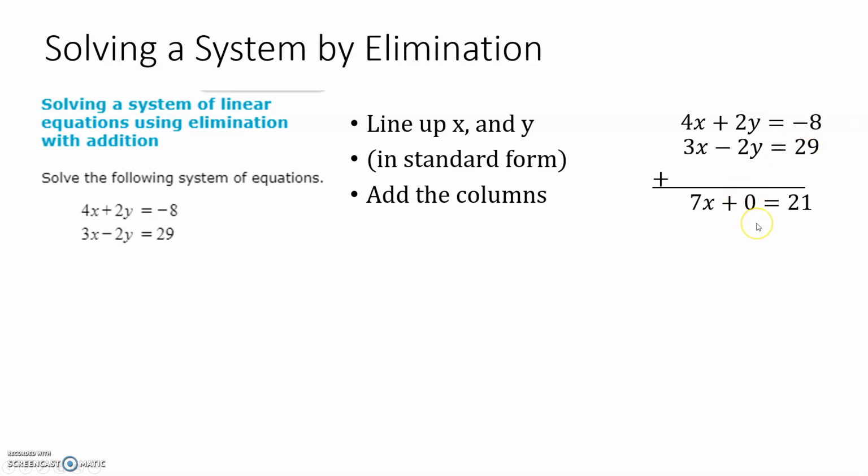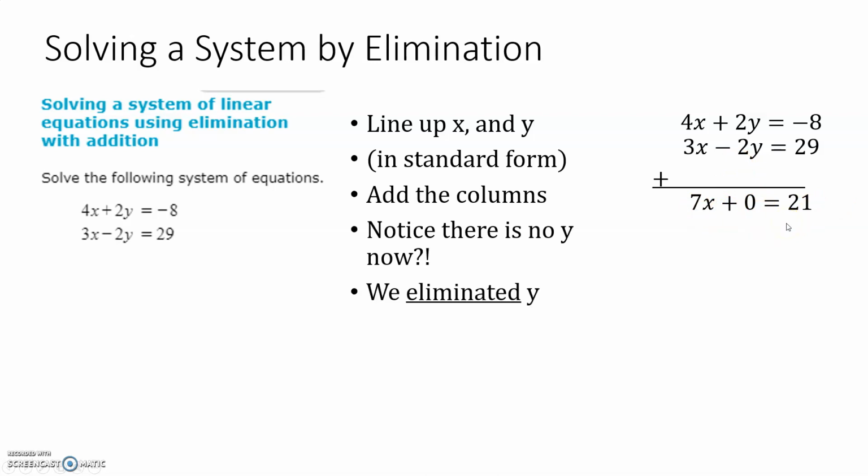So notice that there's no y anymore. We just have 7x equals 21. We've eliminated, hence elimination, eliminated y, and we can just solve this. So we have 7x equals 21, divide both sides by 7, and we get x equals 3. Now just like in substitution, the important bit was right at the beginning, and then sometimes it's kind of regular solving. But when we get to x equals 3, don't get excited, we're not quite done yet.